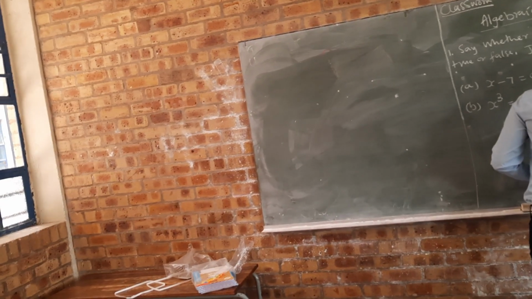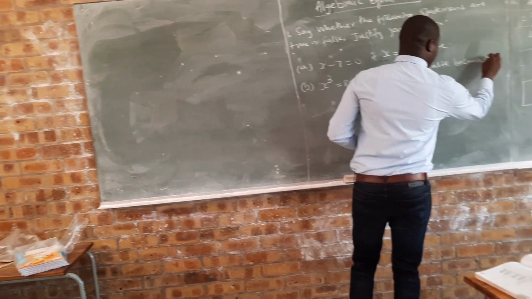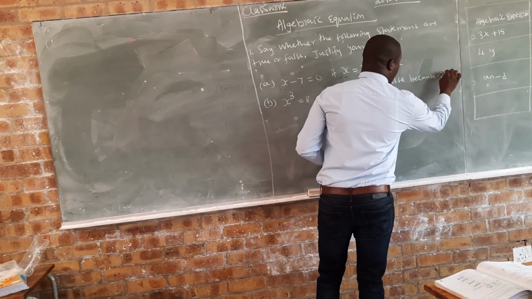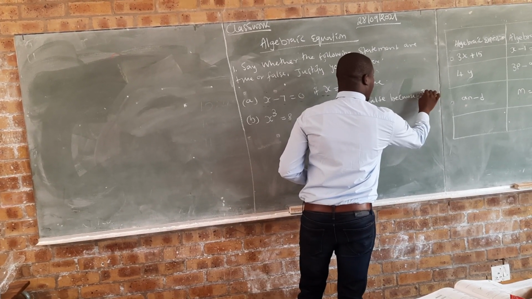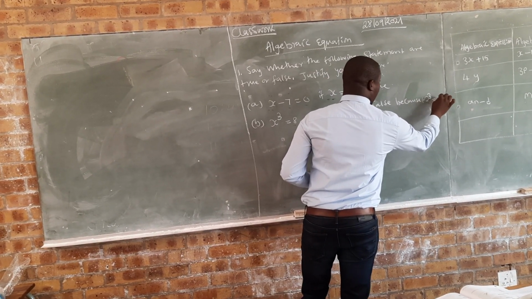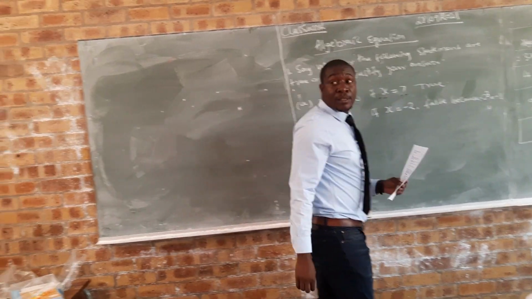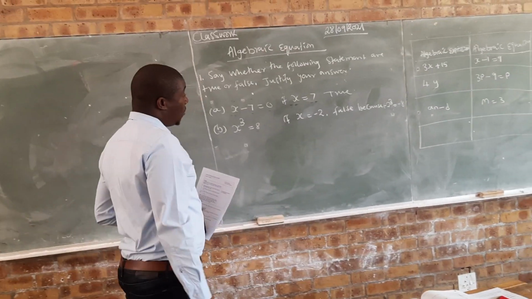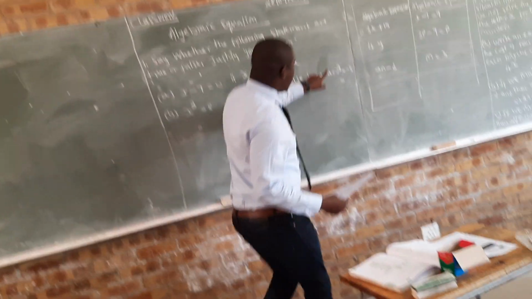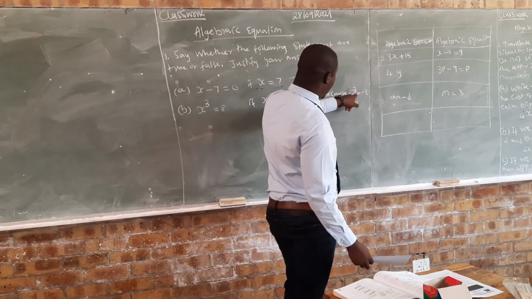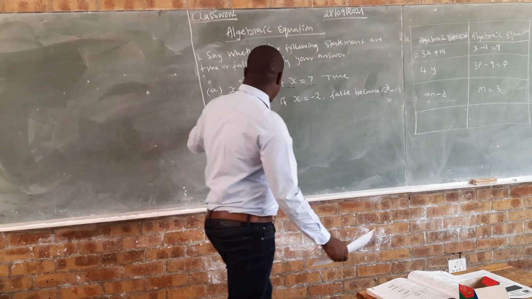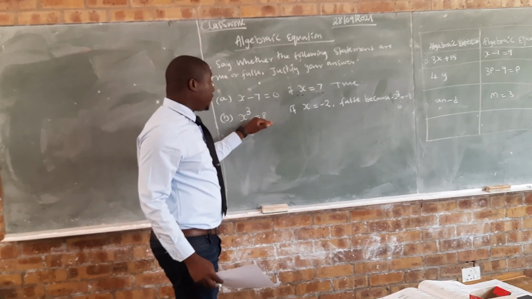Because negative 2 to the power 3 equals negative 8. So that's the reason why we say it's false, because negative 2 to the power 3 equals negative 8, and here we have positive 8.